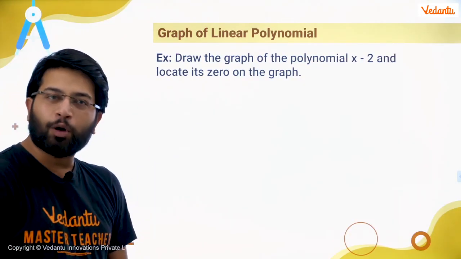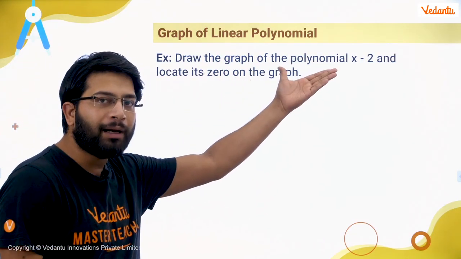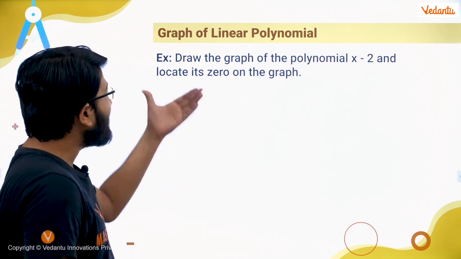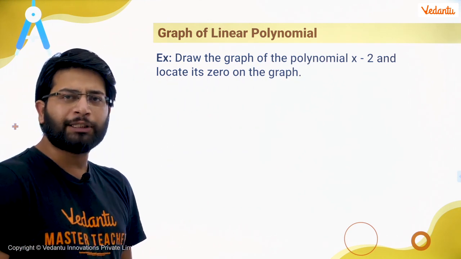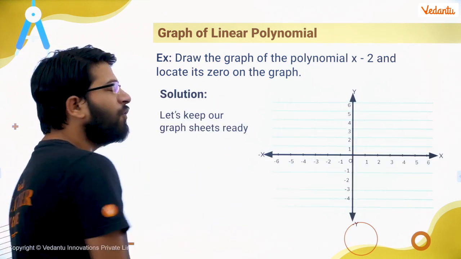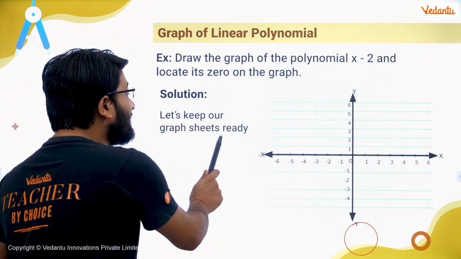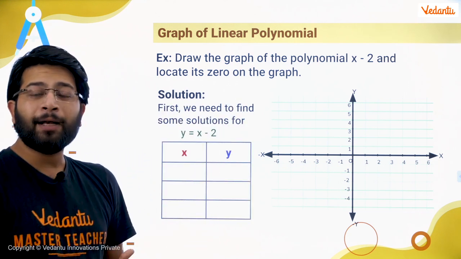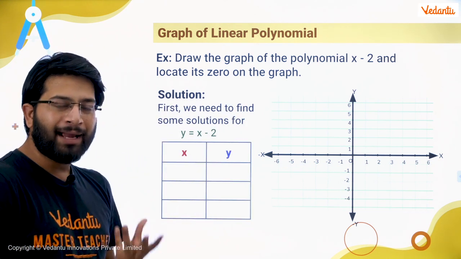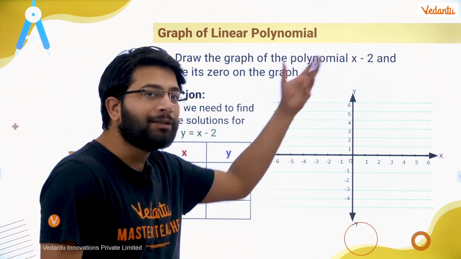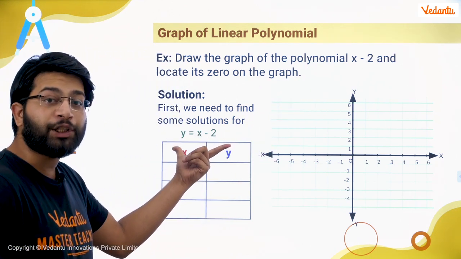Let's say we have a question where they are asking to draw the graph of the polynomial x minus 2 and also to locate its zeros on the graph. So first of all champ, how to draw the graph? Very simple. The first thing you need is a graph, right? The second thing, guys, is very simple. Find out the pair of x and y which lies on this polynomial, which satisfy this polynomial equation.